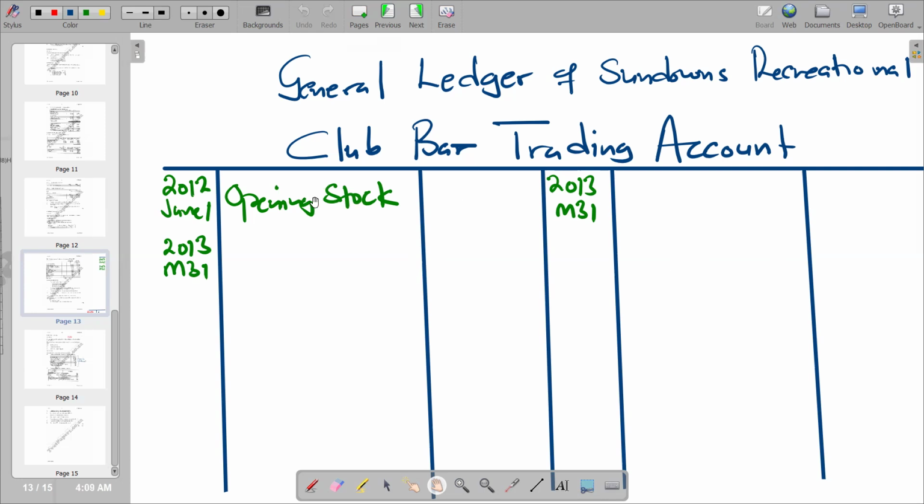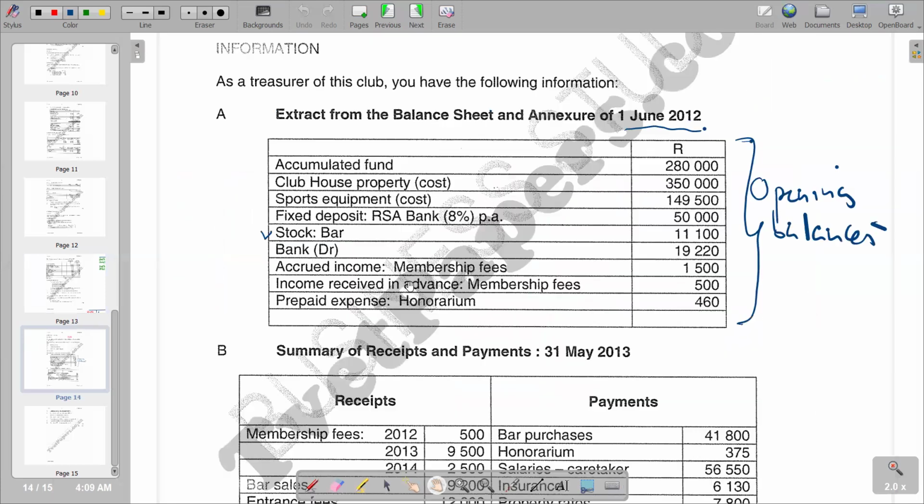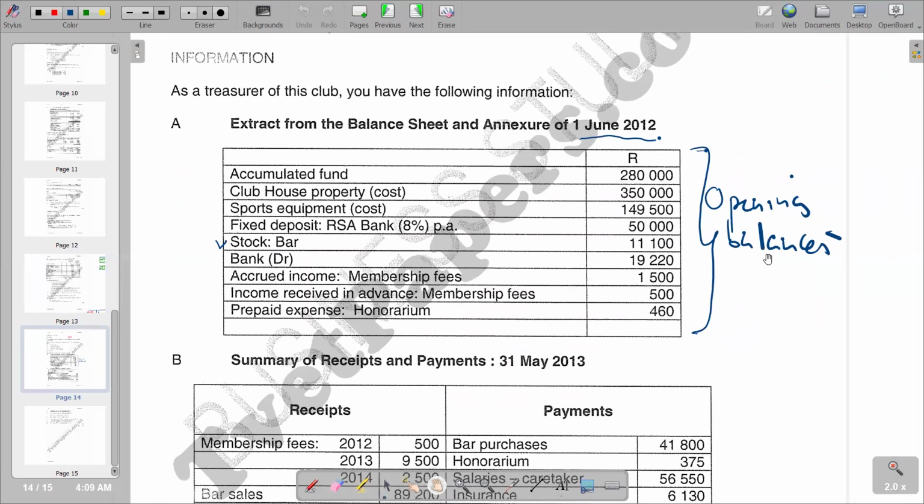We are going to start with the figure for our opening stock, that is 1 June at the beginning of the period. We can identify from the information given which is our opening stock, but obviously we already know that this is our opening balance. In terms of stock for the bar, we are given 11,100. So we can go to the debit side and enter 11,100.